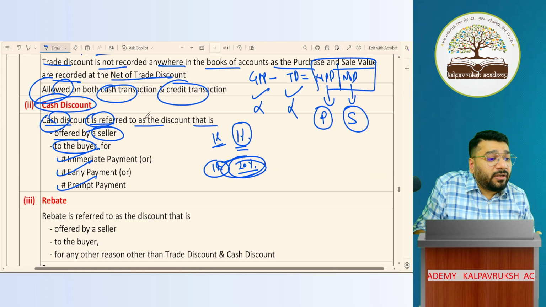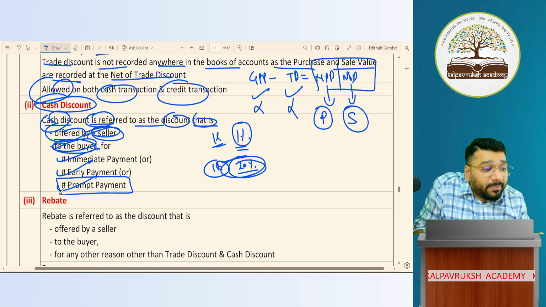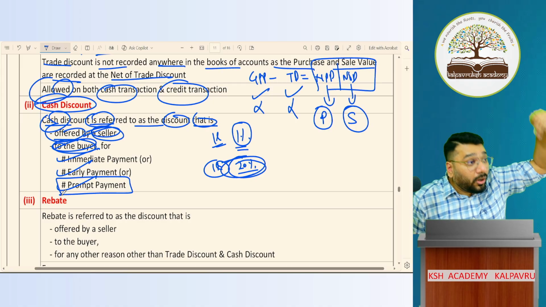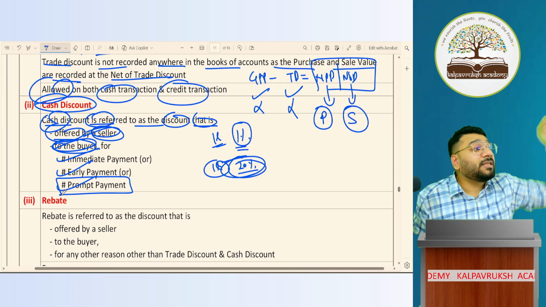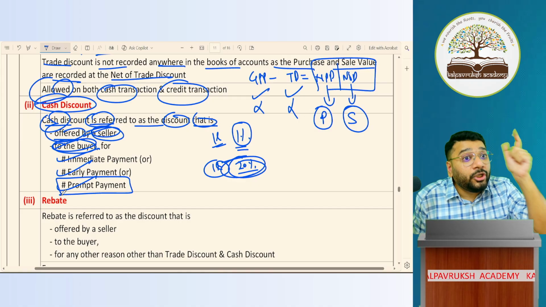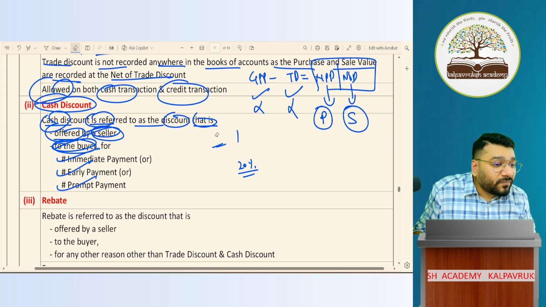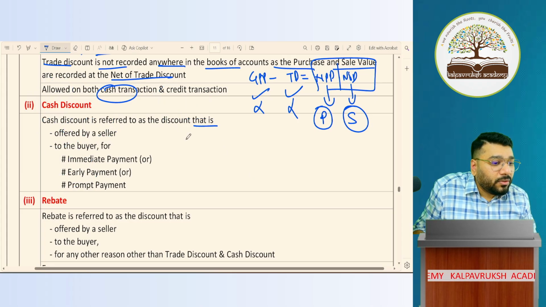Cash discount is a discount that is offered by the seller to the buyer for prompt payment. The example I gave, no? Prompt payment. If I want the money on the agreed due date, and for that I'm giving a cash discount, that is called cash discount given for prompt payment, on-due-date payment. Got it? Not got it? So what is the due date agreed? The due date agreed is 1 June.